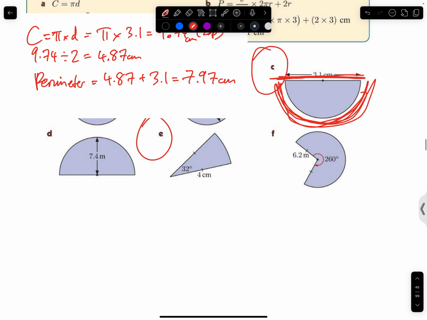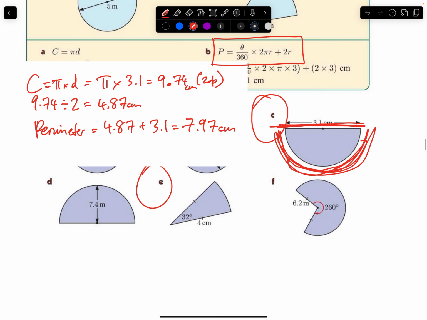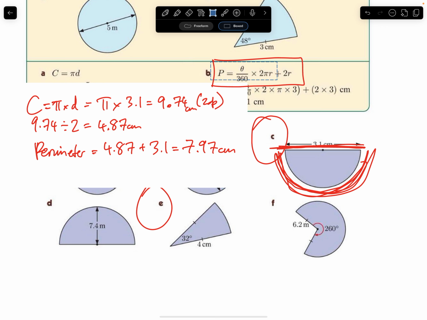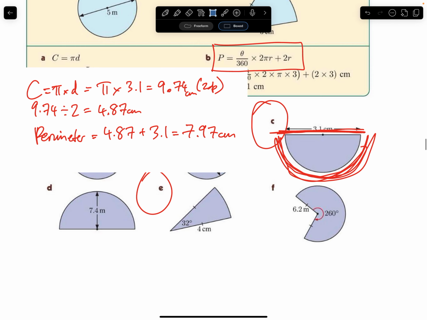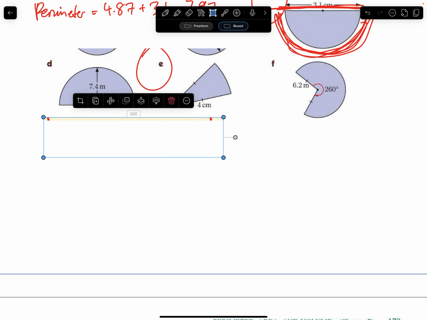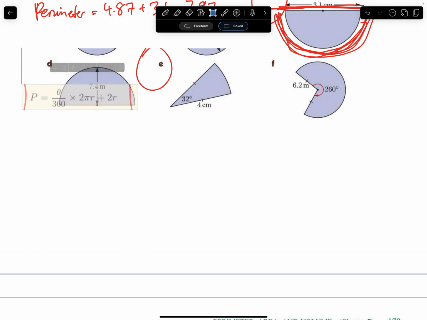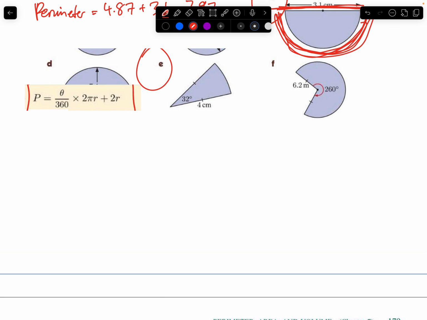This question here, E, you're using this formula. Perimeter equals, the angle is 32, so it's going to be 32 over 360 times 2 times pi times the radius, which is 4, plus 2 times the radius, which is 4 again.